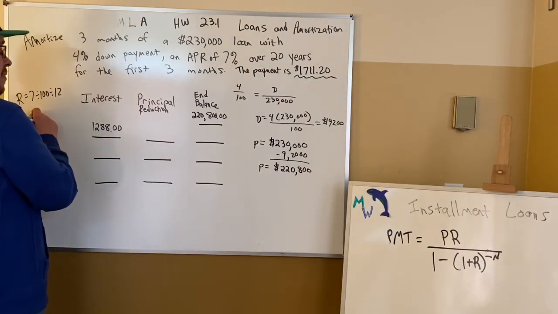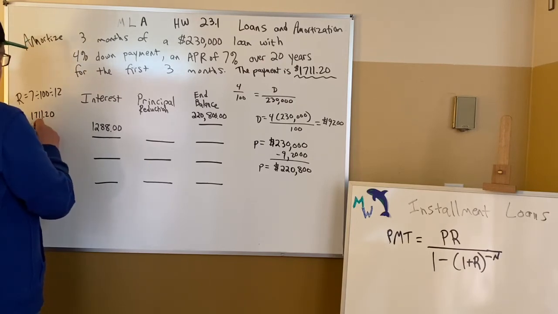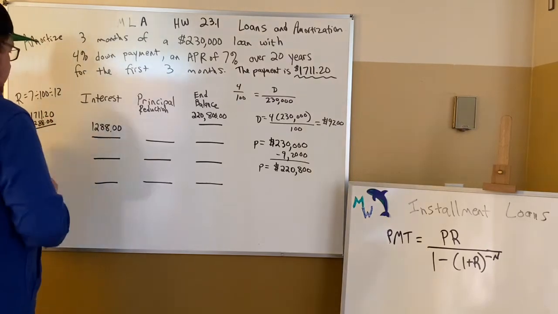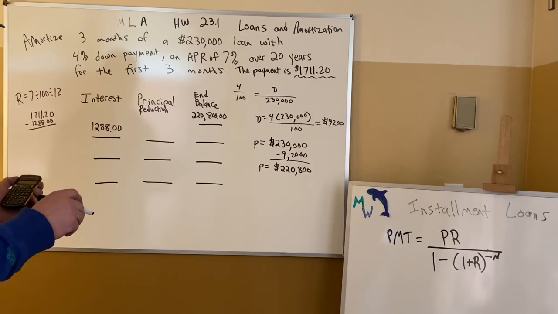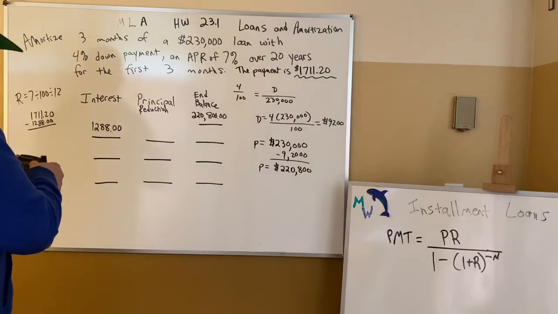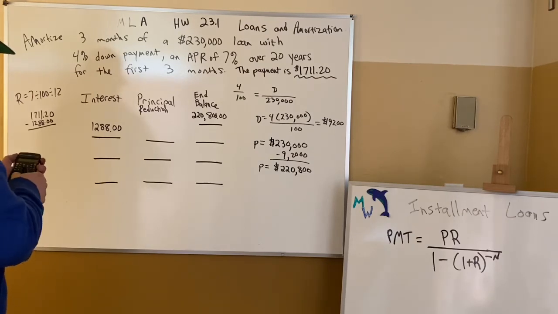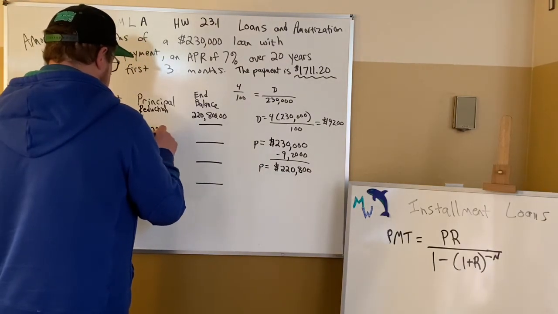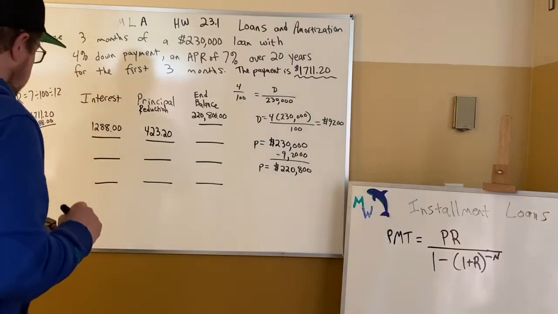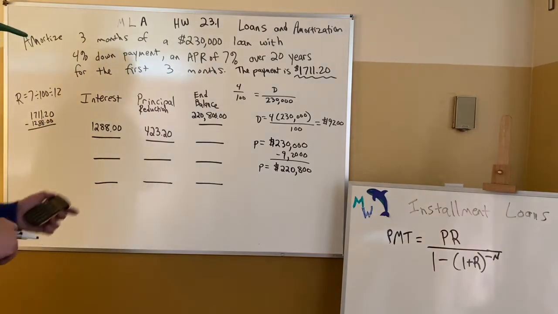So over here on this side, I'm going to take my $1,711.20 and subtract $1,288.00. Let me get that again, I got something typed in wrong. 1711.20 minus 1288 flat, so it's also going to end with 20. That's $423.20. These two will always add up to that payment, but that's my principal reduction.